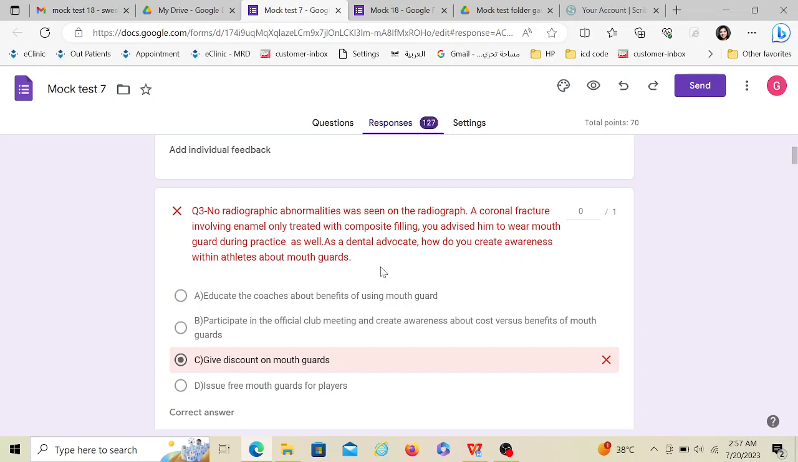Now, as a dental advocate, meaning as a person who wants to minimize the injury in the society, how would you create awareness within athletes? Now, this is the keyword. How do you create awareness? Means what would be your communication channel? How would you plan to do that? When you say awareness, it means more than one person, like a mass of people. How would you create the awareness? And in which mass of people? The general public? No, it's within the athletes. So you have filtered out the population.